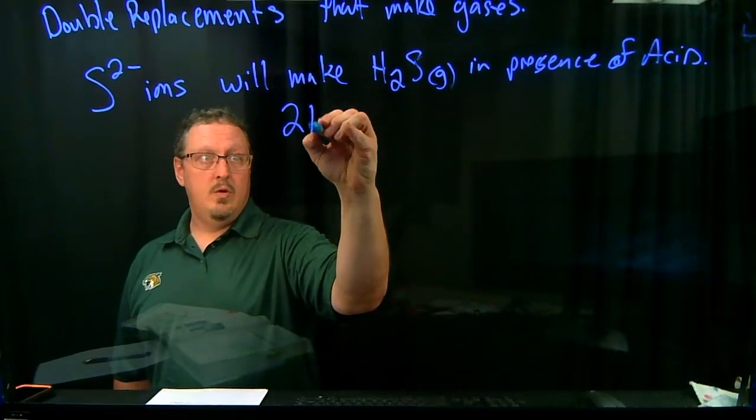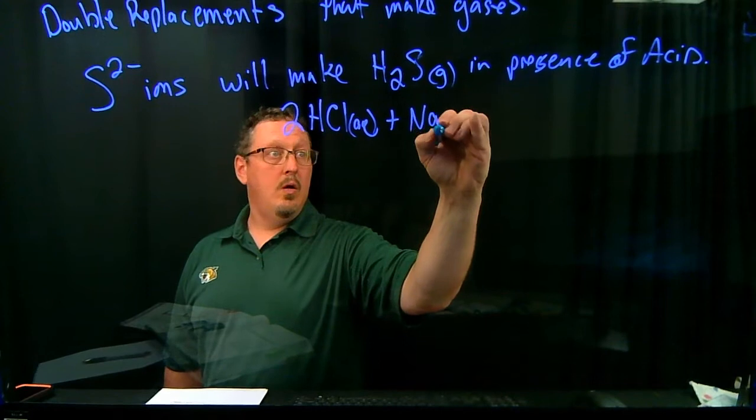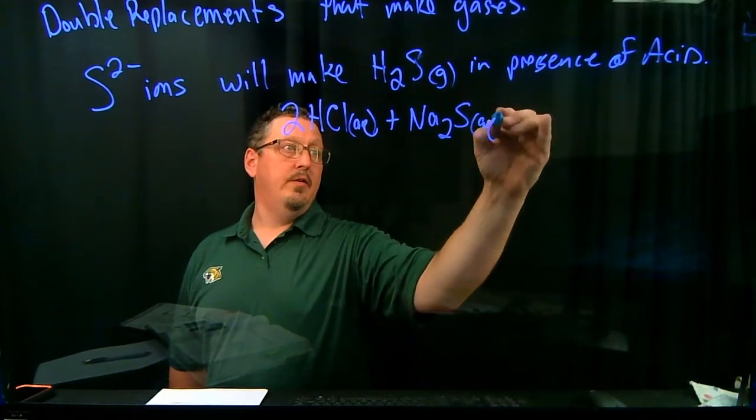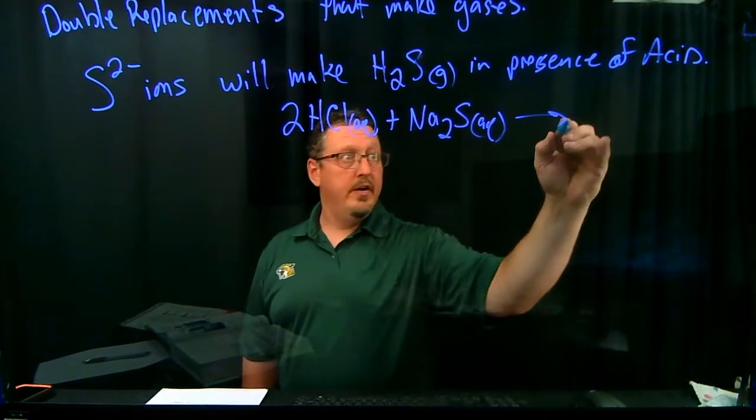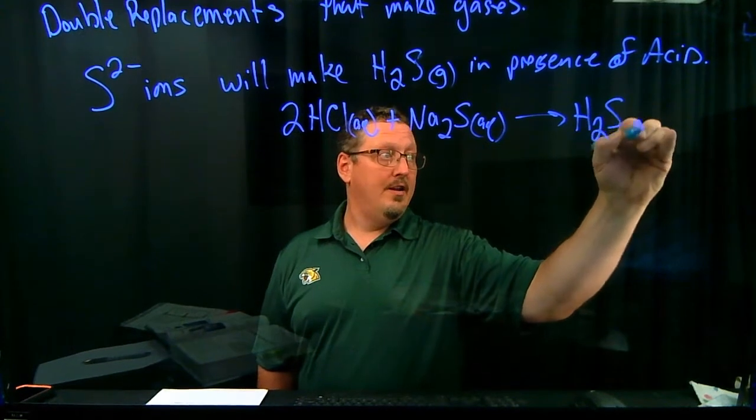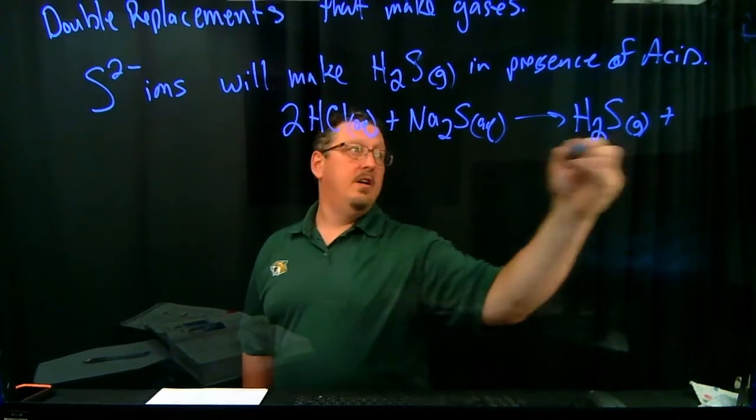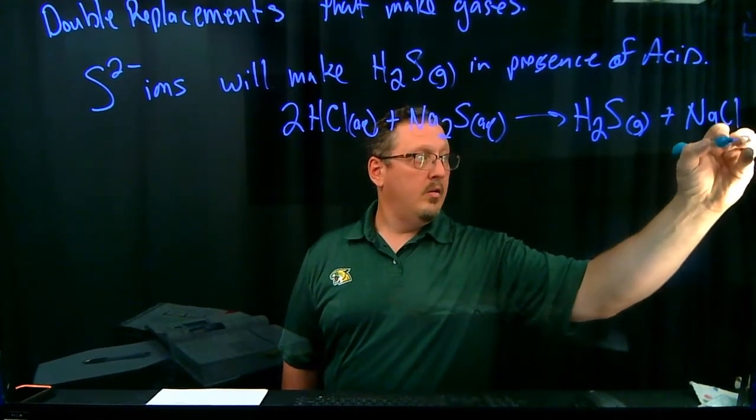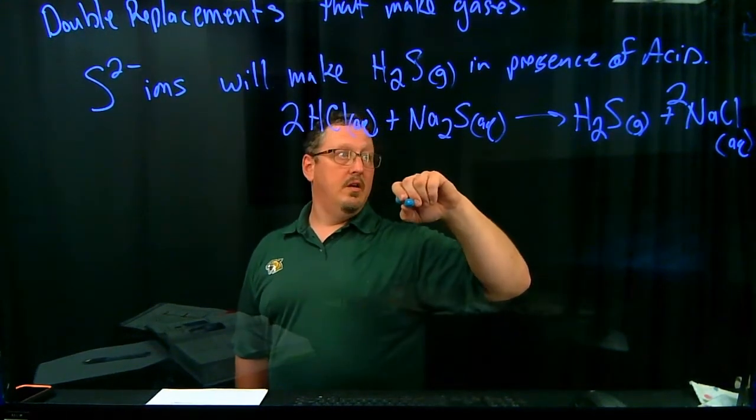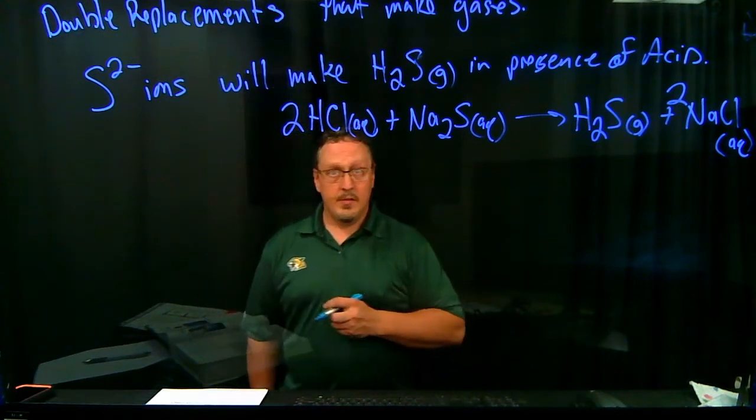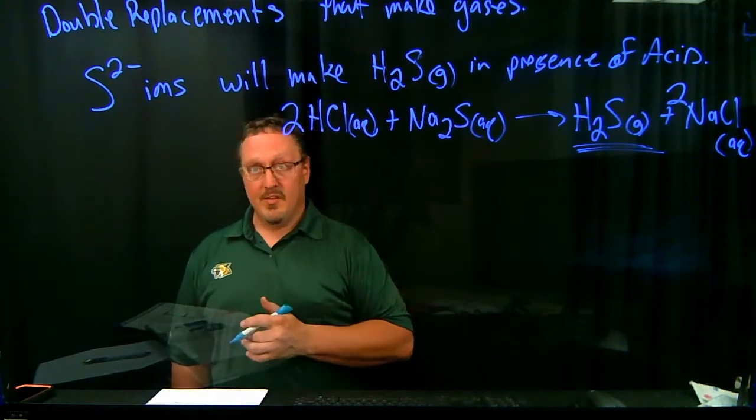So if I have 2 HCl in the aqueous phase plus Na2S in the aqueous phase, we're going to have our exchange. So we're going to make H2S, hydrogen sulfide. It'll be a gas, and our other piece is going to be NaCl, and that'll be aqueous. And I got a double U, and now I think we're balanced. Okay, so this one is one that will make a gas regularly. So that one's something you want to think about.